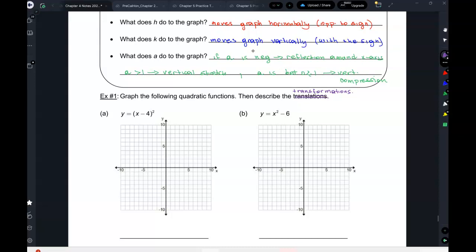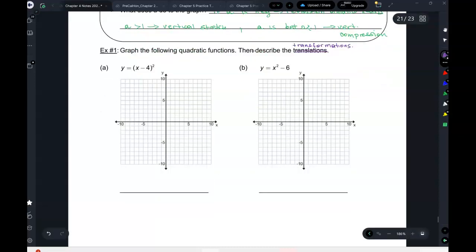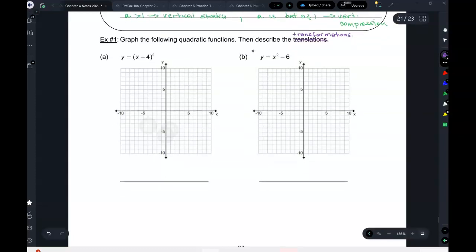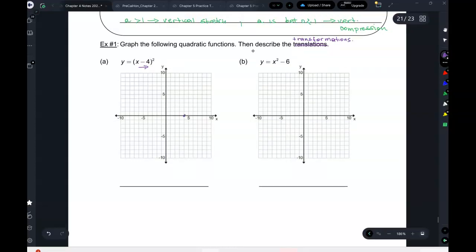Okay, so let's take a look at this. If a is between 0 and 1, okay, x minus 4 squared, the minus 4 moves the graph to the right 4 spaces. So the vertex will be at (4, 0) here.